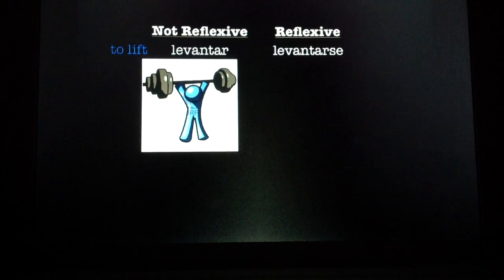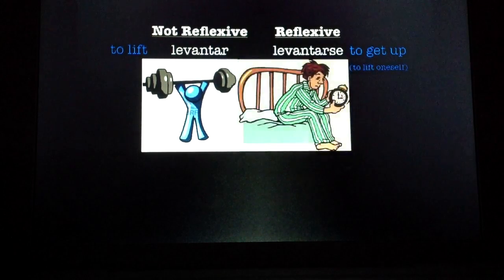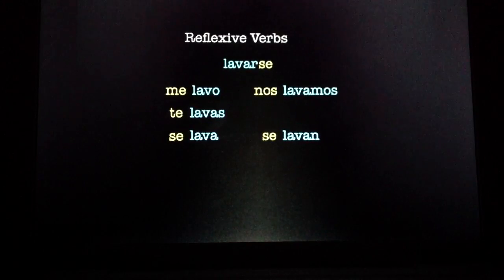Everyone says, come on, pick yourself up and go. But when we look at levantarse, it literally means to get up. You are lifting yourself in a figurative way. So it means to get up, to stand up, to get out of bed. Any action of getting yourself on your feet, that is levantarse versus levantar. I hope that's obvious.